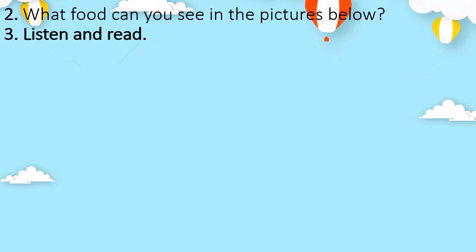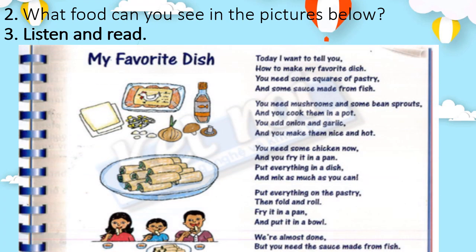Now move on to the next part, please. What food can you see in the picture below? Look at the pictures. You can see some kinds of food here, like some onion, some mushrooms, some sauce made from fish, some bean sprouts, some pastry, and you can see some chicken here too. Now let's listen and read My Favorite Dish.